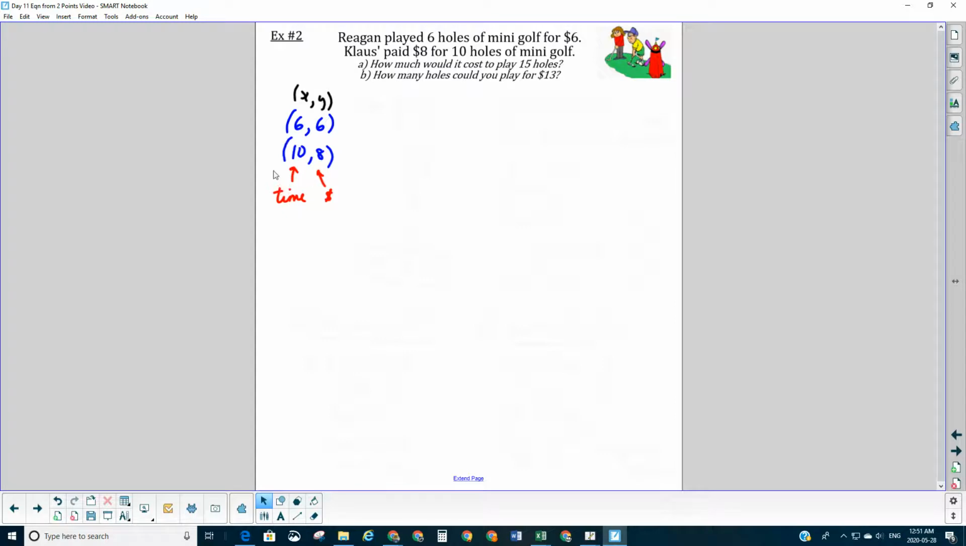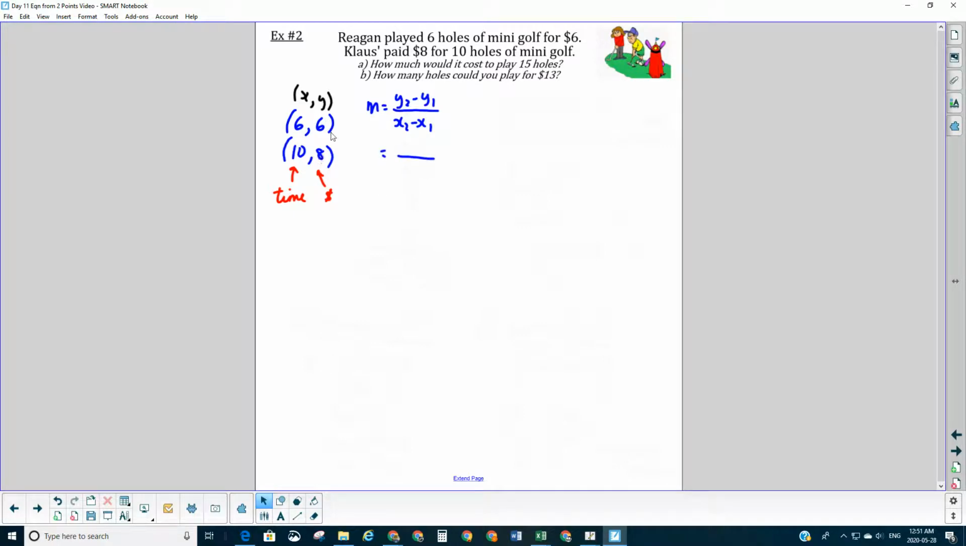Okay? And you can see how the time, or the independent variable, is being measured by the number of holes, and the cost is the dependent variable. So here we have 2 points, just like the other question. No slope, no y-intercept. We have to figure that out. So we have 2 points. We're going to use our slope formula, y2 minus y1 over x2 minus x1. We'll write down that slope formula.